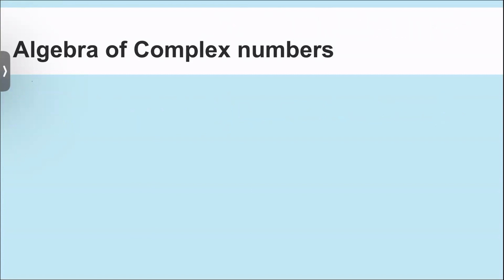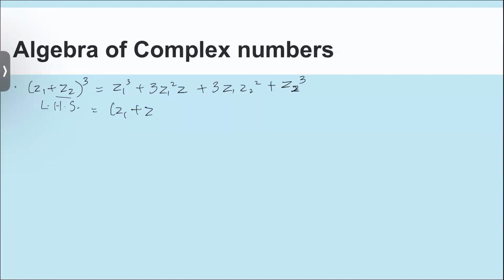So let's take the first one, the identity for the power of 3. If we have (z1 + z2) cube, we have to prove that this is equal to z1 cube plus 3 z1 squared z2 plus 3 z1 z2 squared plus z2 cube. So now we will take the LHS part. We will write it as (z1 + z2) multiplied by (z1 + z2) and multiplied by (z1 + z2), a product of three factors.